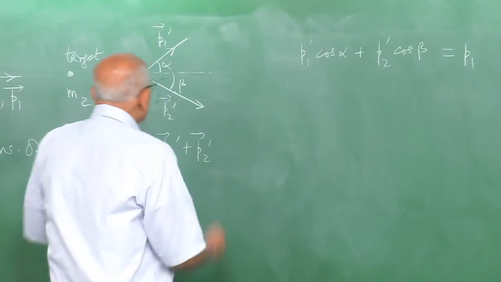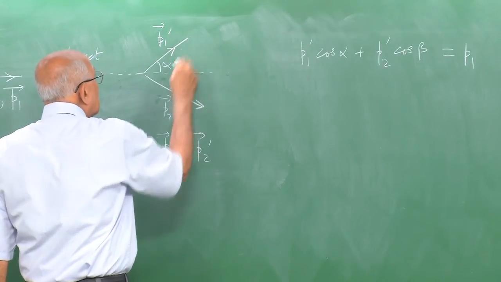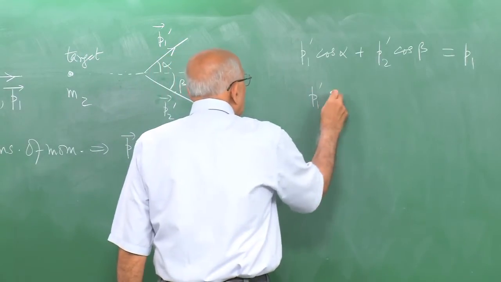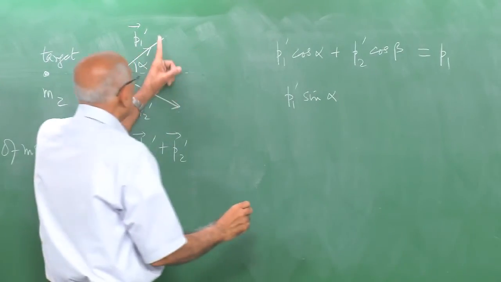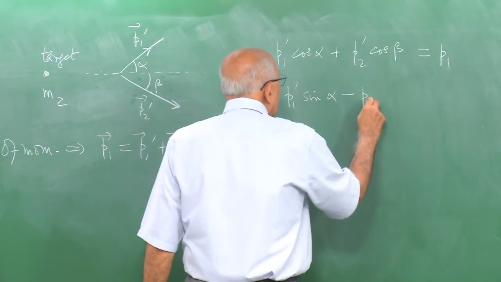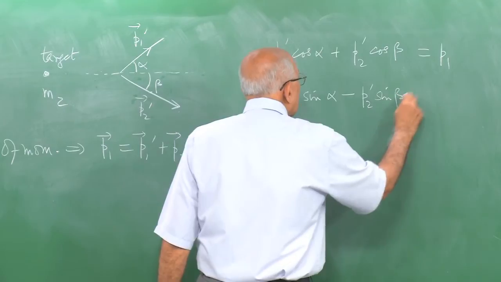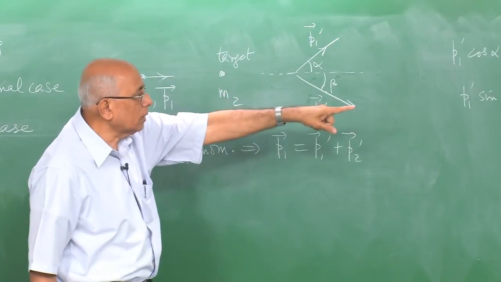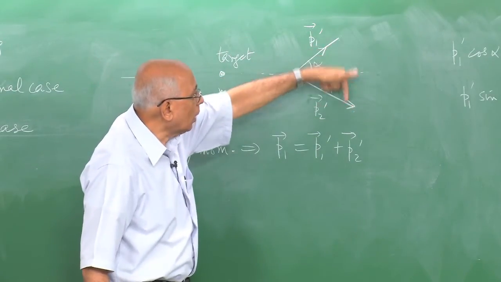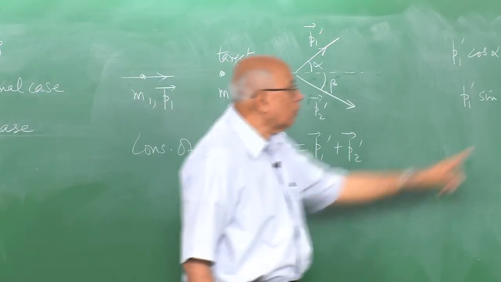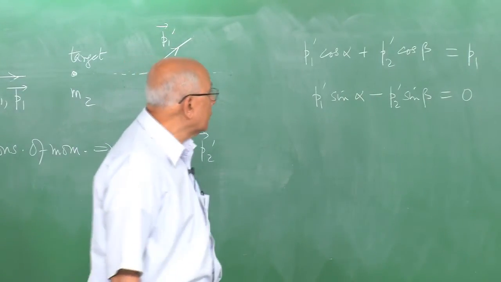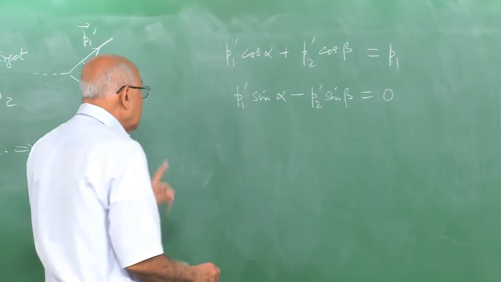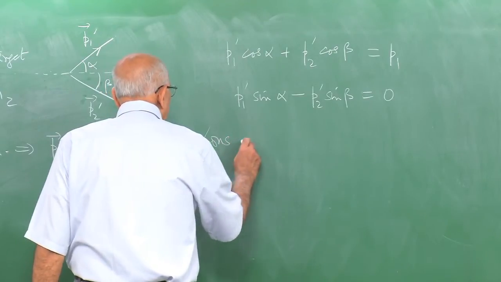Similarly, for the vertical projections, this vector has a component upwards, this vector has a component downwards, and taking that minus sign into account, P1 prime sine alpha, that is the upward component, minus P2 prime sine beta is equal to 0, because the initial vector has no vertical component, and therefore I put 0 on the right hand side, but this one points downwards, the projection of P2, therefore I put a minus sign here. Okay. So these two imply conservation of momentum right here. The conservation of energy, on the other hand, is a quadratic relation.